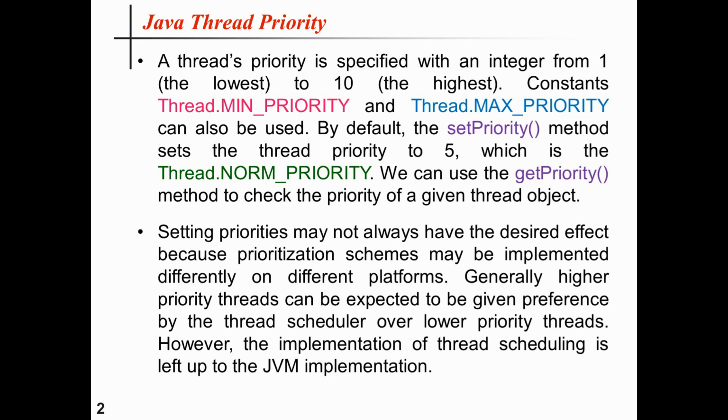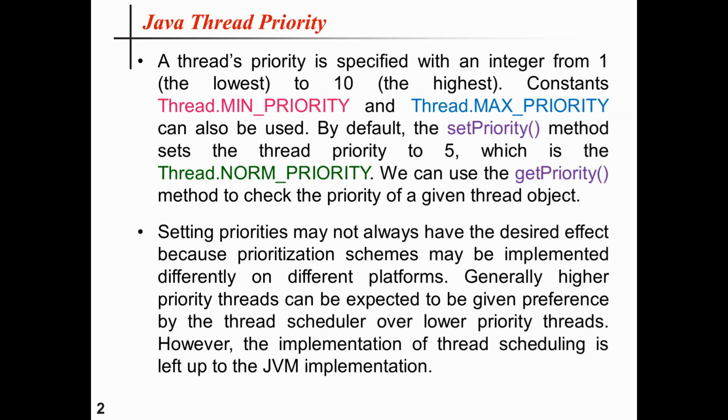So instead of having 1 or 10, it can be replaced by Thread.MIN_PRIORITY and Thread.MAX_PRIORITY, which are the constant fields of the Thread class. By default, the thread's priority is 5, that is NORM_PRIORITY, which is the third constant field of the Thread class. So by default, the priority of the thread will be 5.